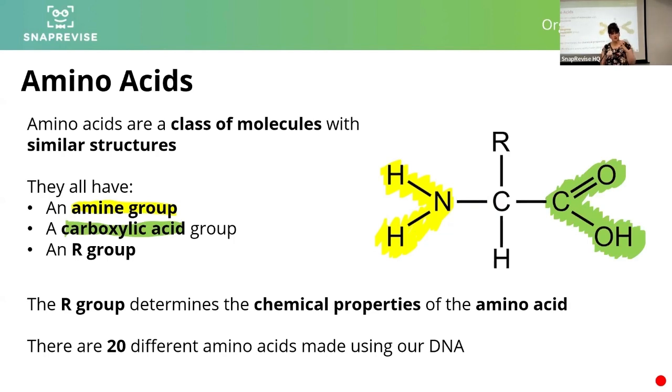which the alpha bit comes from the fact that, I think it's from the carboxylic acid. The amine is one carbon away from the carboxylic acid. So I think you can also have, for example, beta amino acids where there's 2 carbons between the carboxylic acid and the amine. So in A-level chemistry, just look at alpha amino acids. And then obviously there is that R group as well, and that's what determines the chemical properties.